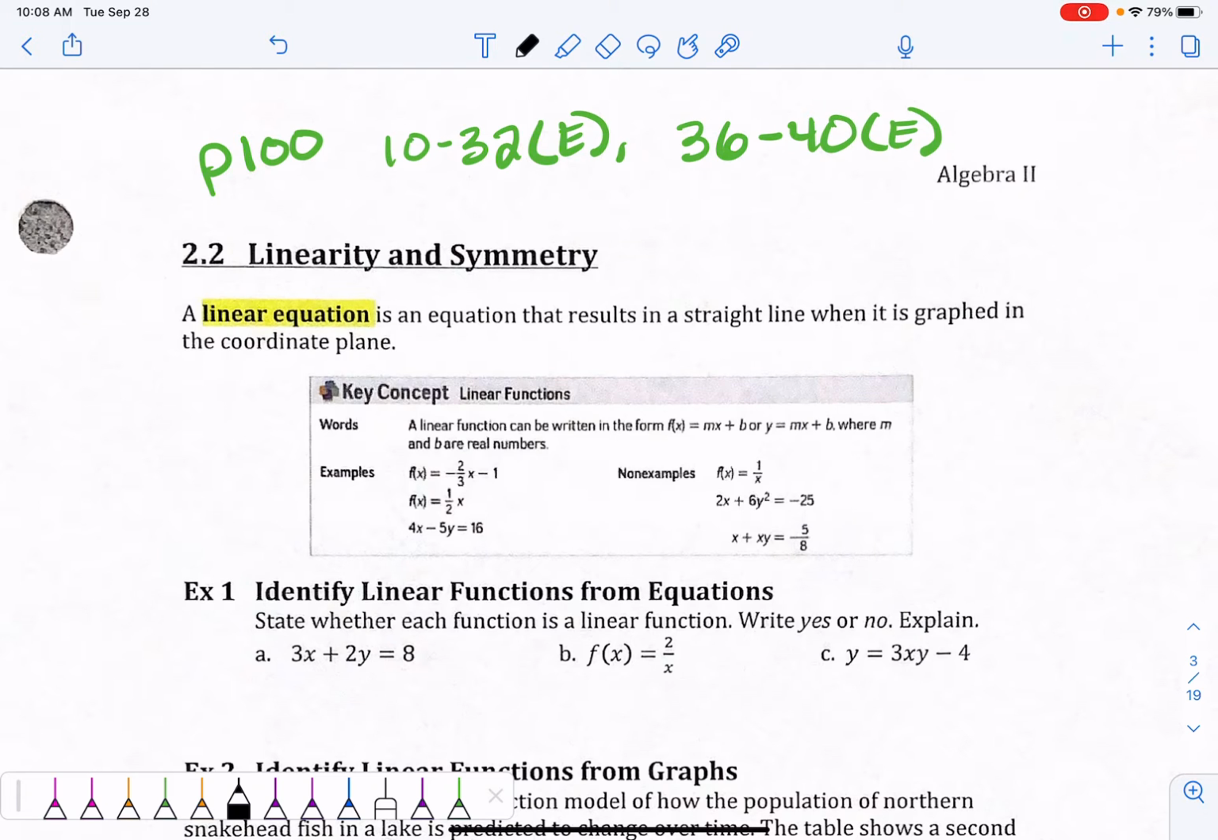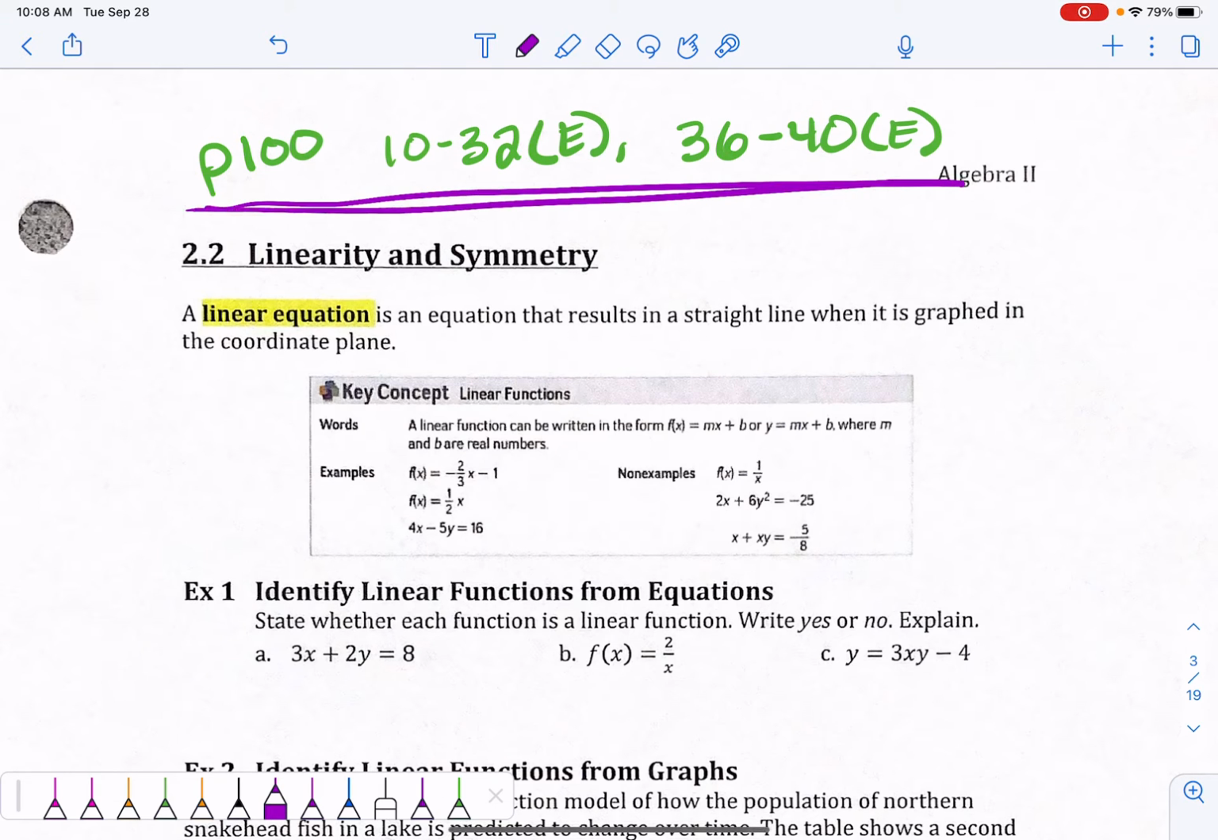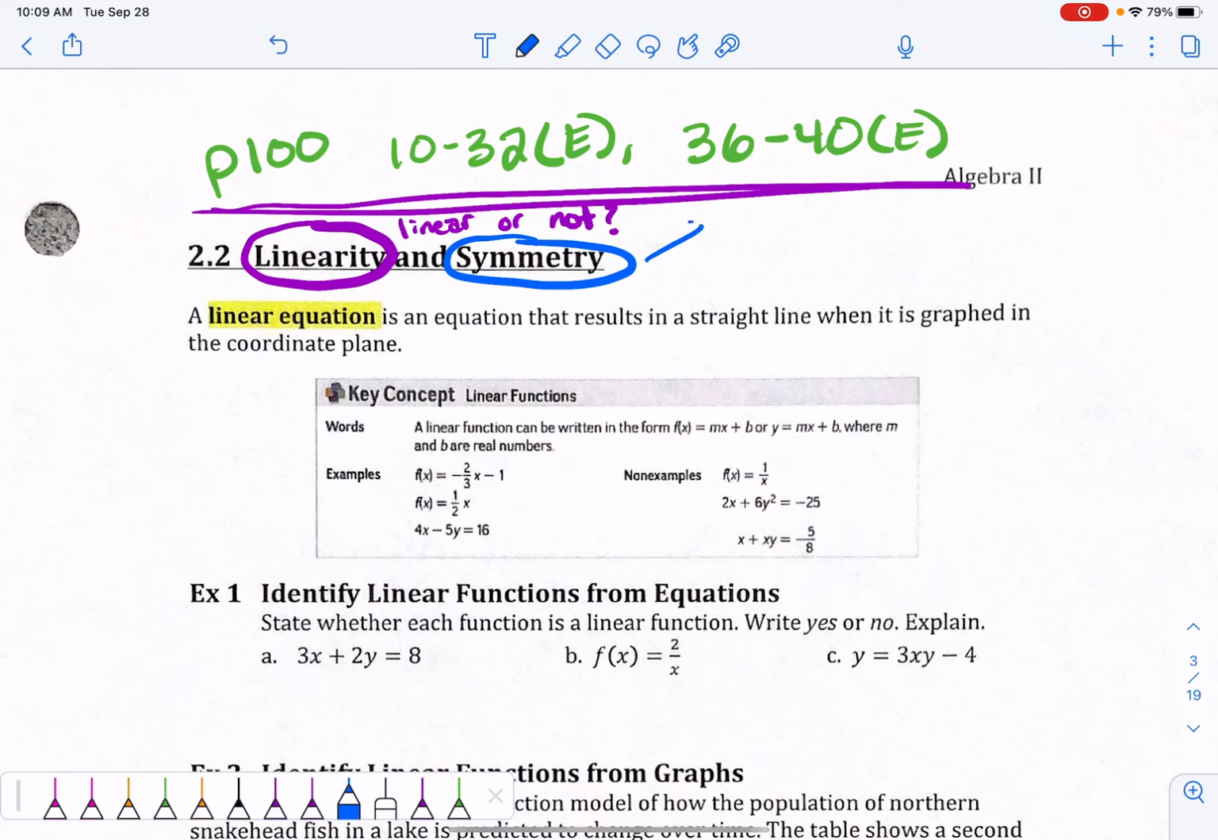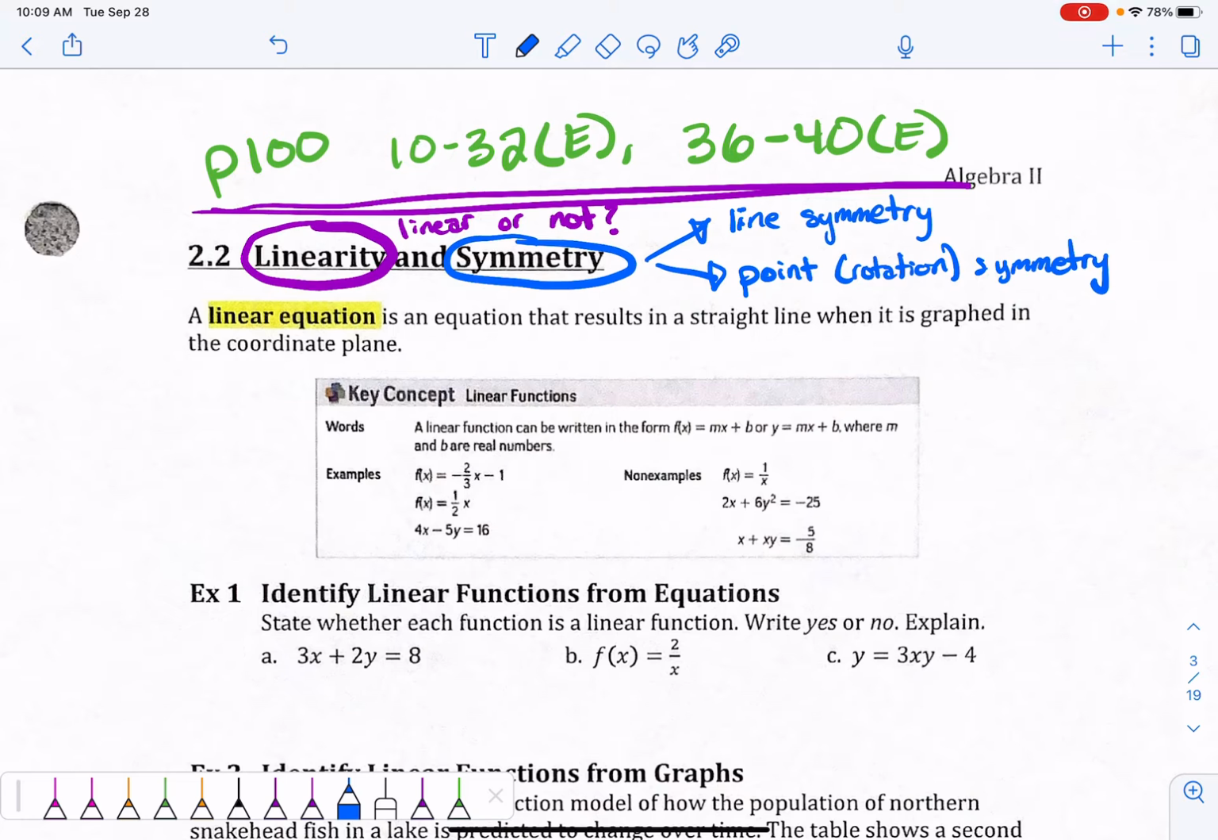Assignment for this section, page 100, it's written up here at the top. And this is kind of a short, easy, I think, section. It's talking about linearity, so it's talking about whether a function is linear or not. That's like one question that we're asking. And then symmetry, and there's two types of symmetry. There's a line symmetry, and we'll talk about each of these below. Line symmetry and something called point or rotational symmetry. So not too many concepts today, just kind of going through the motions here.